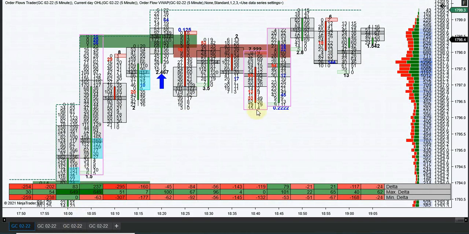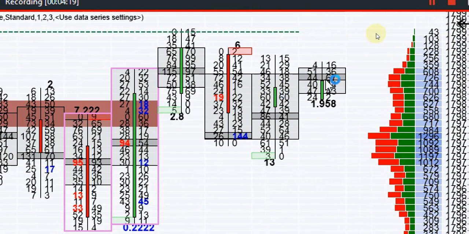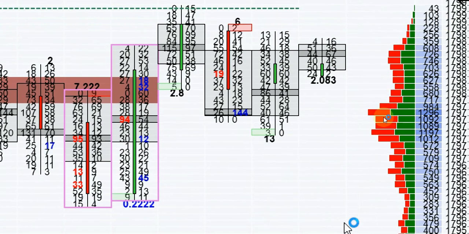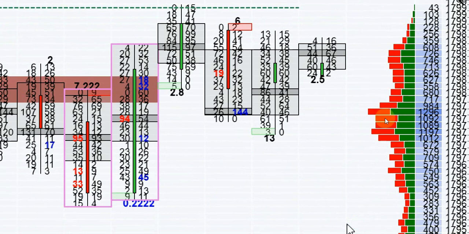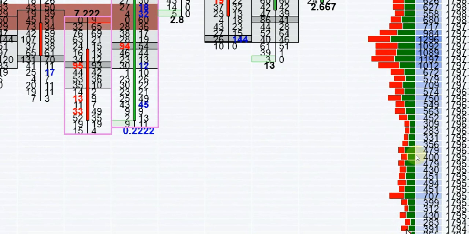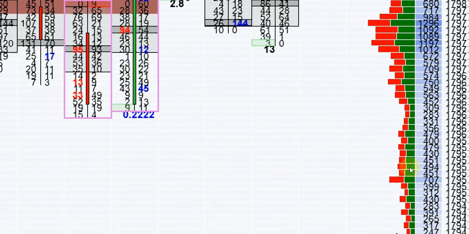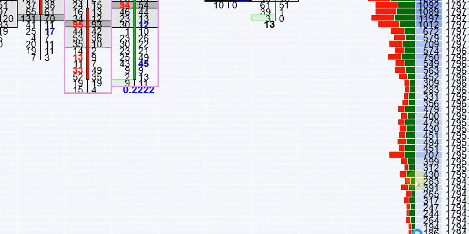I don't want to make this long. This was just a sneak peek of exactly what we're getting to see, and it's only a matter of time before we get what we're waiting for: a nice corrective move to the downside, down to these low volume pockets, as you can see right down here, to I would say 1794, maybe before the close of the day. These are nice low volume zones right here.